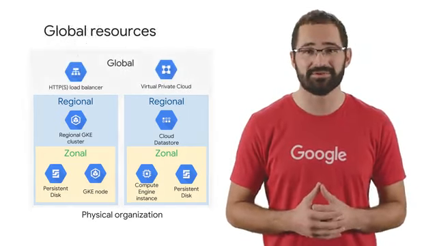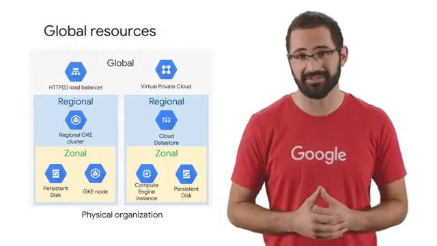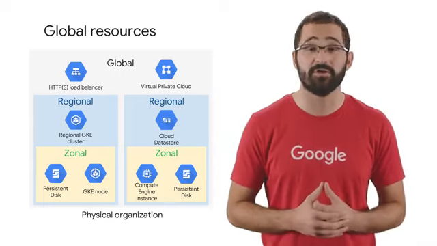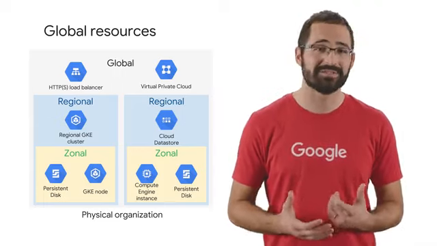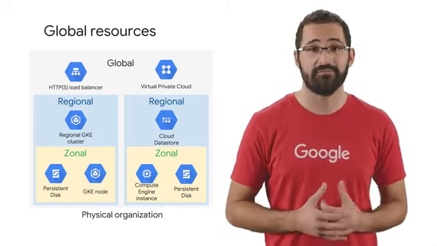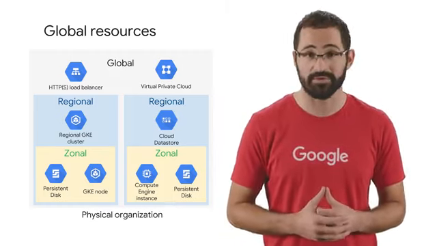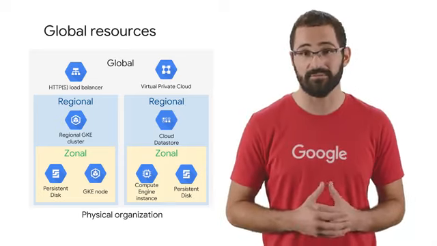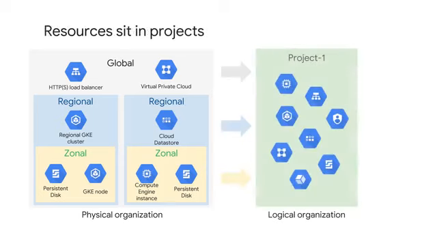Finally, global resources can be managed across multiple regions. These resources can further improve the availability of an application. Some examples of such resources include HTTPS load balancers and VPC, or virtual private cloud networks, which GKE users benefit from too. The GCP resources you use, no matter where they reside, must belong to a project. So what's a project?